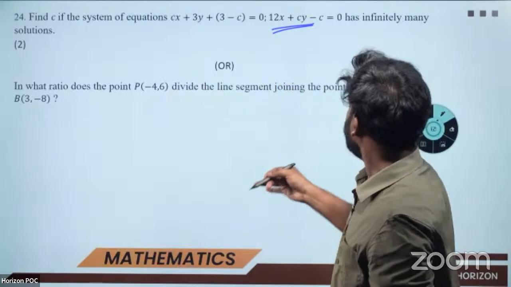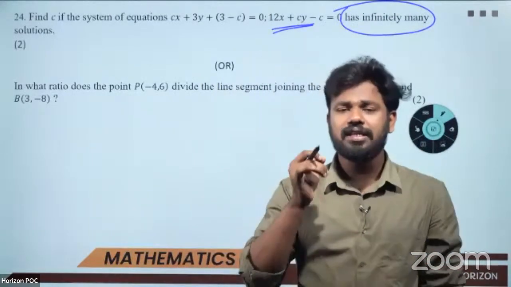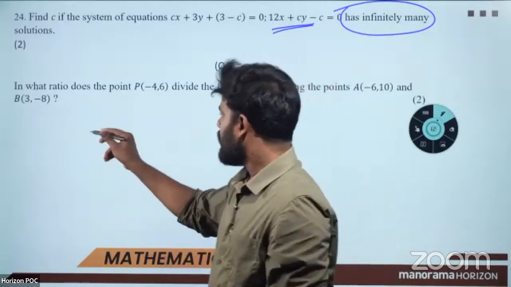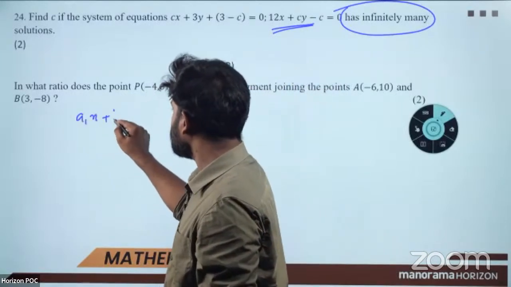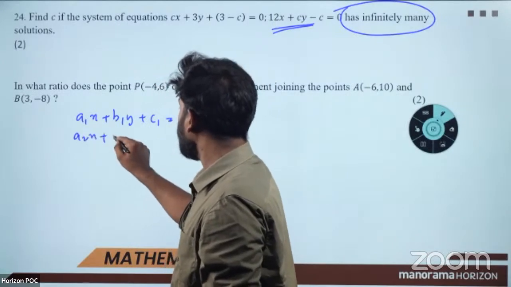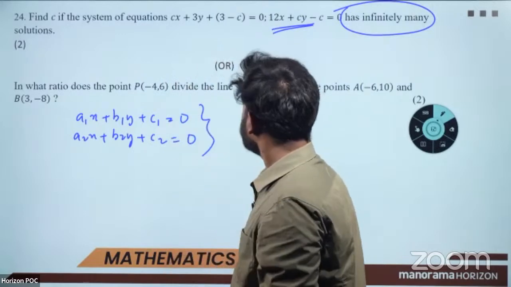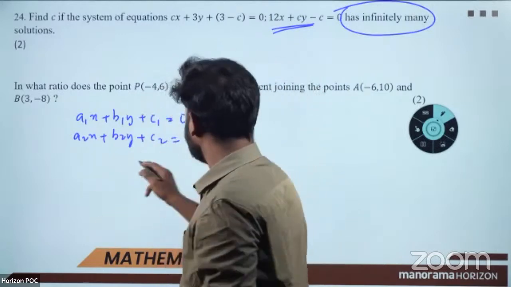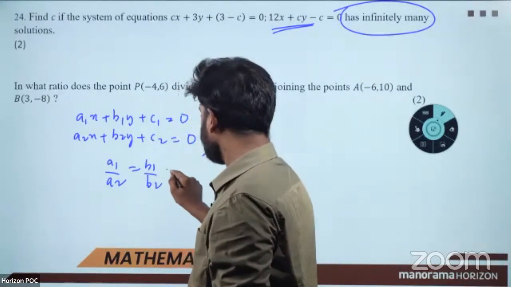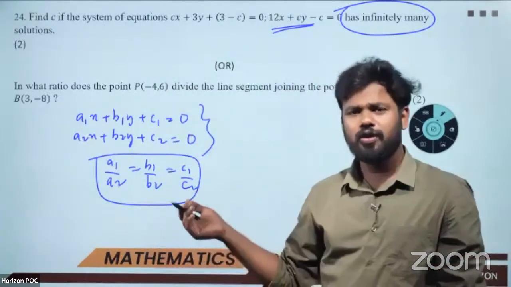So in the system of equations, it has infinitely many solutions. So when two equations have infinitely many solutions, what happens? You know that when there are two equations, a1x plus b1y plus c1 is equal to 0, and a2x plus b2y plus c2 equal to 0, when they are having infinitely many solutions, a1 by a2 will be equal to b1 by b2, will be equal to c1 by c2. Why are they all equal?